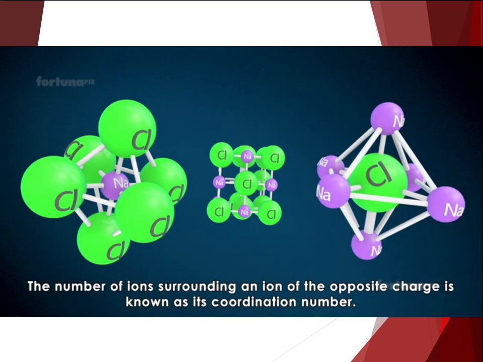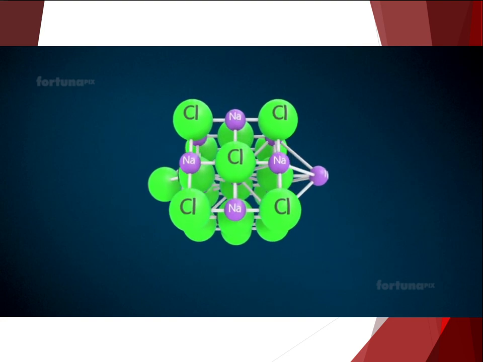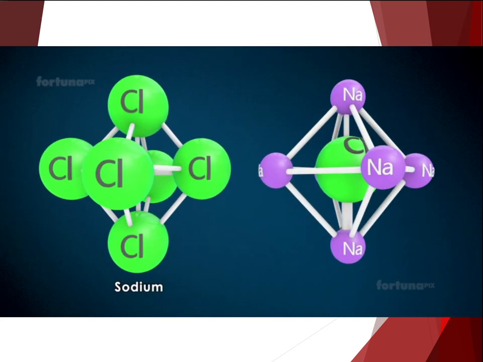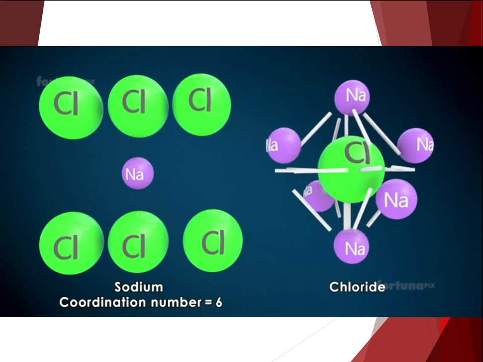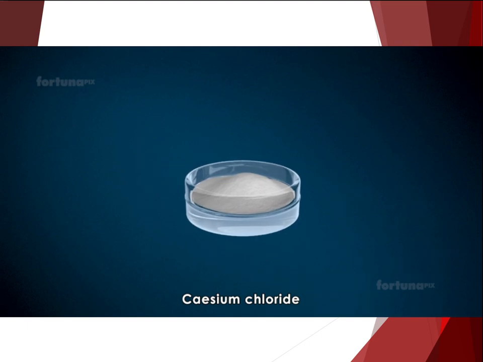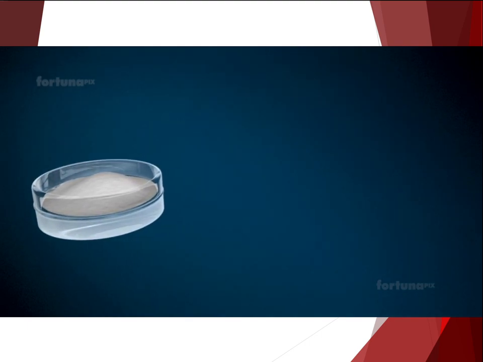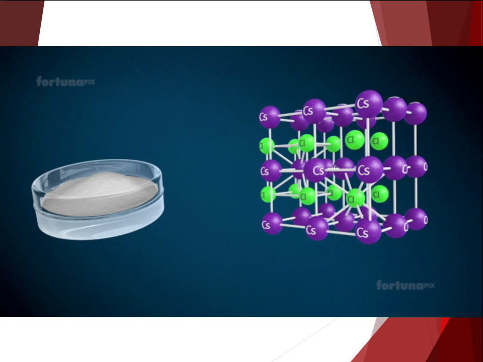The number of ions surrounding an ion of the opposite charge is known as its coordination number. In our sodium chloride ionic crystal, sodium has a coordination number of 6, and chloride also has a coordination number of 6. Cesium chloride consists of cesium cations and chloride anions, which bind together to form a cubic ionic crystal.